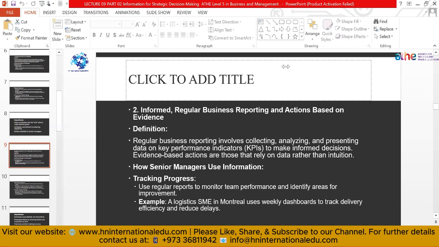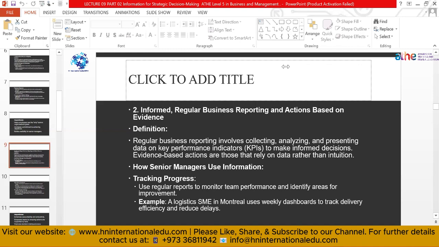How senior managers use this information, number 2 heading. Till slide number 8, we did point number 1, now it's 2. First is the tracking progress. Use regular reports to monitor team performance and identify the areas for improvement. Definitely you can take actions once you monitor it. You're watching it, and then you can see if it's up to date or not, if you want to change or do slight changes in it. For example, a logistics SME in Montreal uses weekly dashboards to track delivery efficiency and reduces the delays.